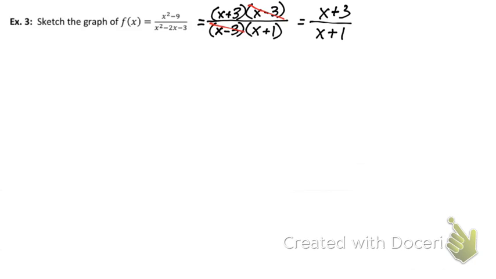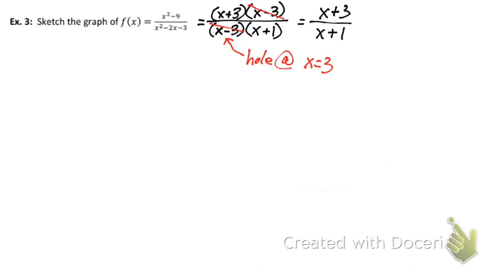But before I cancel it, I must realize that there is a hole at x equals 3, and that's going to come back in a second. There's a hole at x equals 3, so don't just subtract it out. Recognize that there is a hole. But now we can just use this to do everything else.